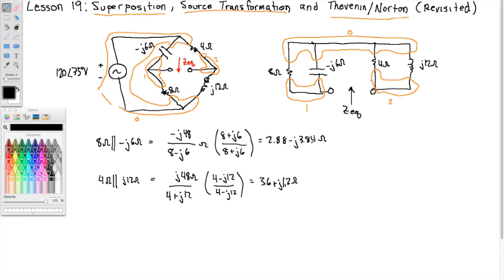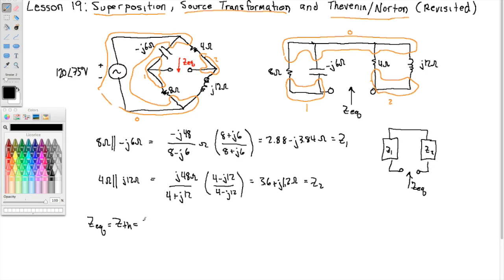So this is the impedance on the left. Call this Z1. This is the impedance on the right. Call this Z2. Now let me redraw the circuit with Z1 and Z2. I'm looking for this impedance. Clearly, Z1 and Z2 are in series. So the equivalent impedance, which is also, remember, the Thevenin impedance, is Z1 plus Z2.